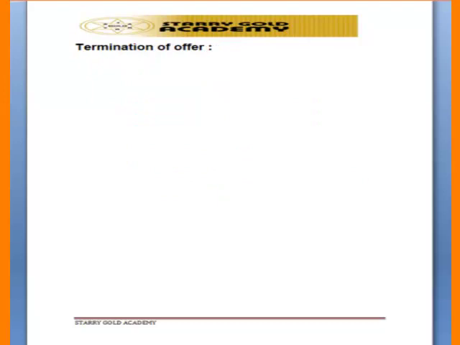Let us look at termination of an offer. That is, how an offer may be terminated. So we have number one, how to terminate an offer. An offer may be terminated by revocation. Revocation is the withdrawal of an offer.